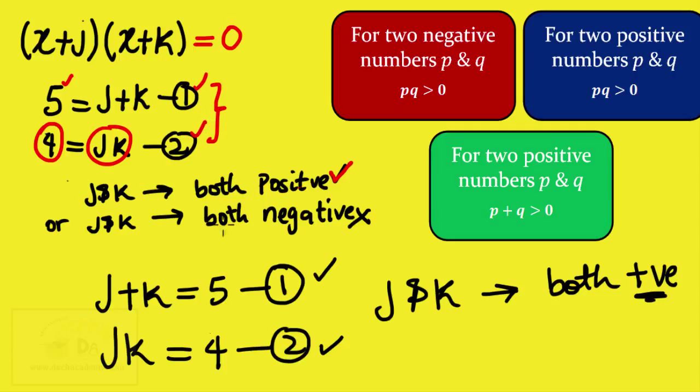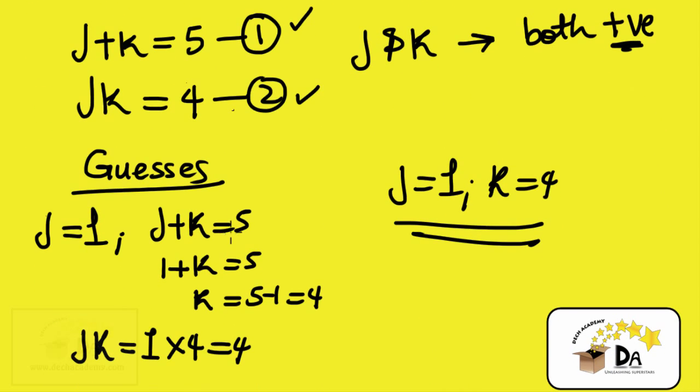However, the second scenario, which states that both numbers are negative, only satisfies the second equation, because when two numbers are negative, their sum is negative. So the sum of two negative numbers can never be a positive number like plus 5. So we got rid of this scenario and said, okay, J and K must be positive numbers. Both of them must be positive numbers. So in our trial and error approach, we only took positive guesses for J and K.